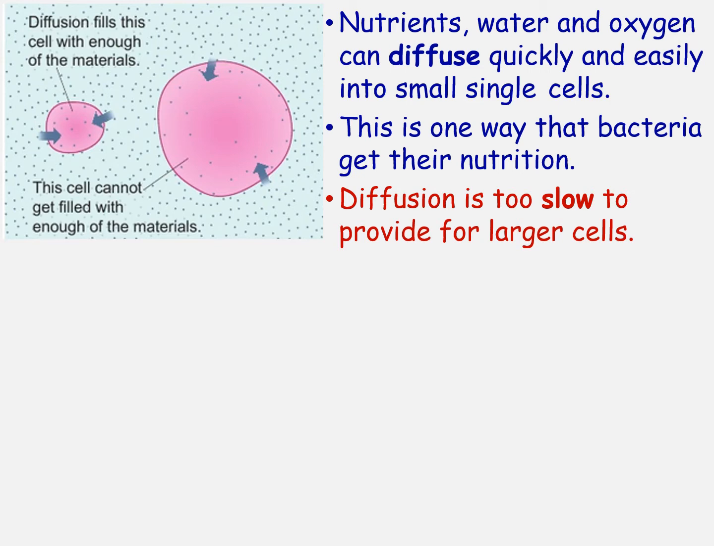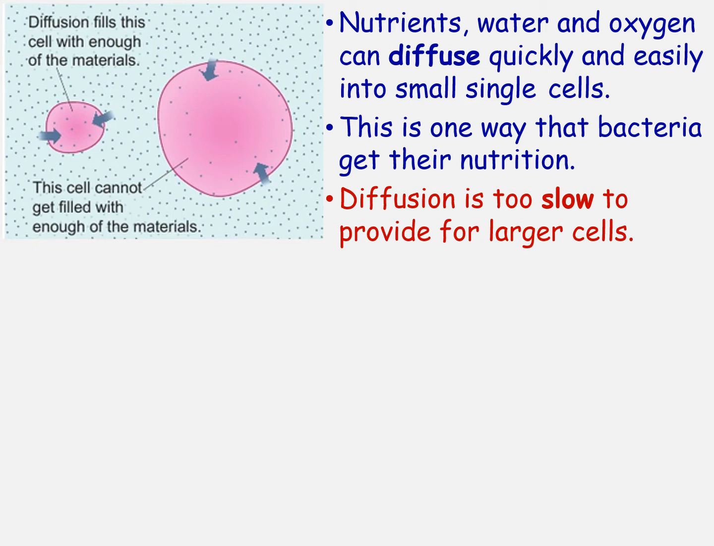In both of these examples, they're going to be absorbing the nutrients that they need, whether that's oxygen or glucose. These substances are going to be coming into the cell by the process of diffusion. Just a little bit of a recap in terms of what diffusion is. You may have forgotten while we've been on lockdown.